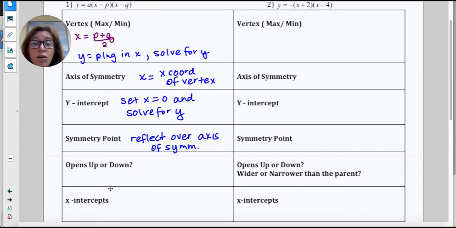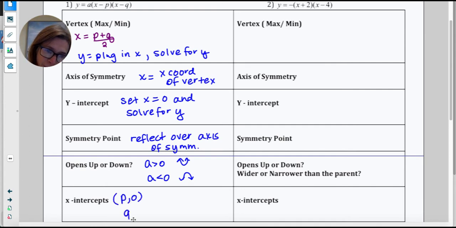Okay. How does it open up or down? We still look at a. So if a is greater than 0, it's going to open up. And if a is less than 0, it's going to open down. The x-intercepts, awesome. They're looking right at us in the face. So p comma 0 and q comma 0. Why am I writing them as coordinate points? Because they are coordinate points.